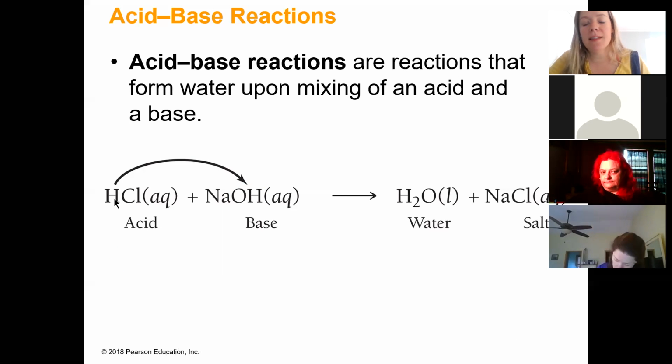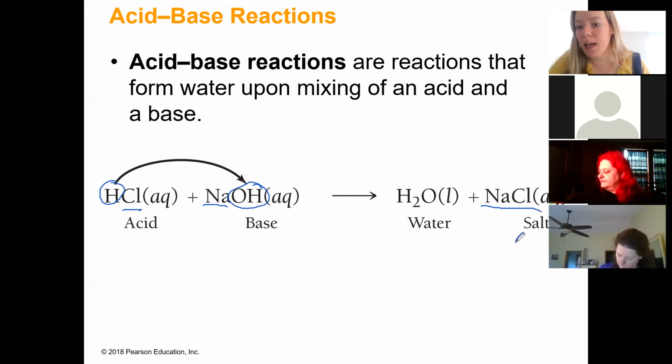Now, if one thing has this H plus and another thing has this OH minus, those two things can combine together to form your water. So this and this come together, and then what's left over is the metal and the non-metal, and those just form a salt. And by salt, I mean something that's ionic. Salt is a general term for a metal-non-metal combination. In this case, it's actually table salt, but we could have something else.